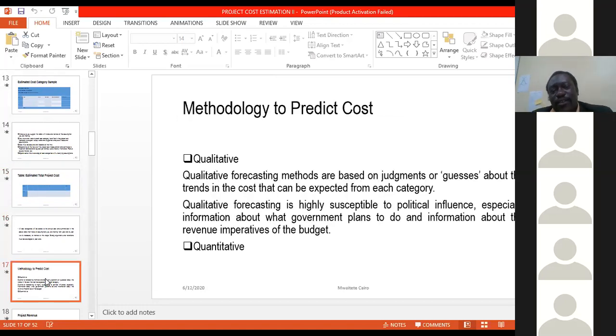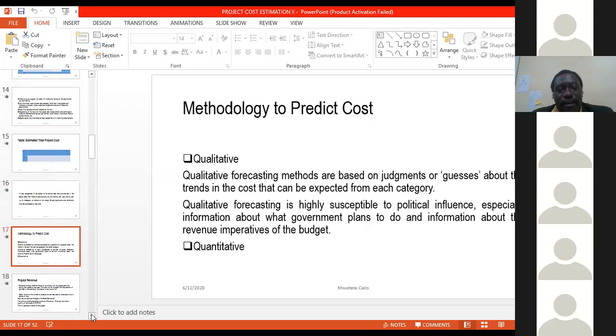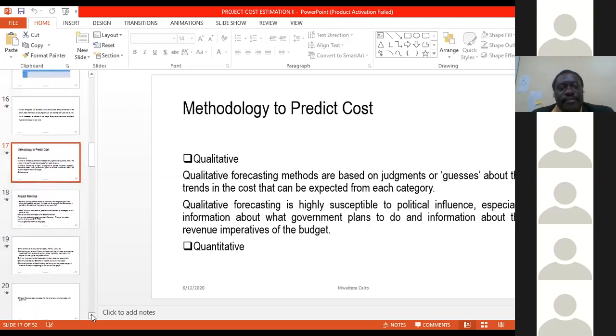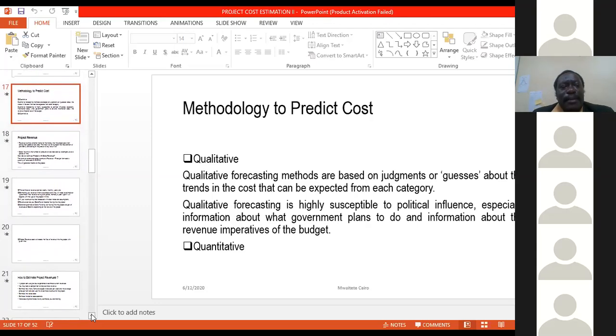What are the methodologies that you can use to predict the cost? For bigger projects, huge projects, yes, you can use different techniques. This one, I will not go deeper with you because some of you will be lost, but I will just give you highlights.